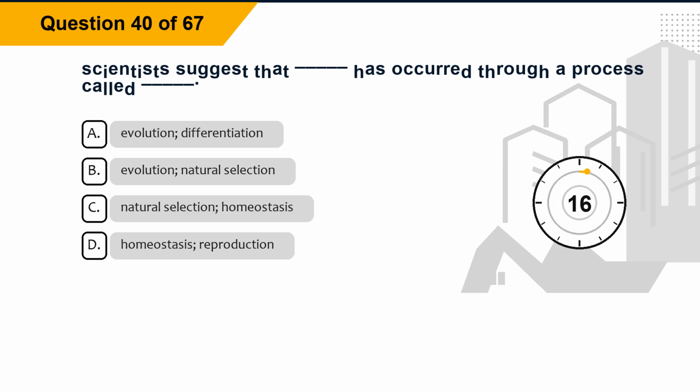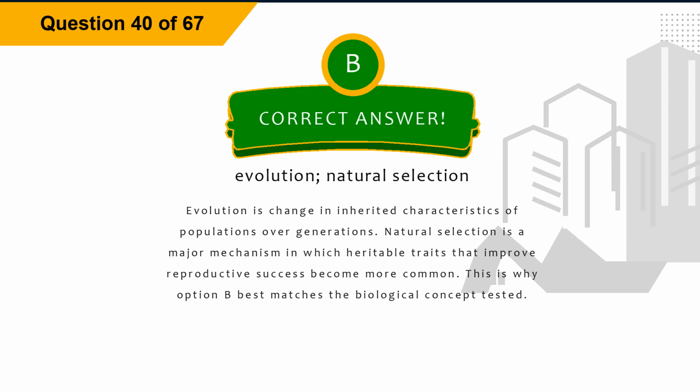Question 40. Scientists suggest that blank has occurred through a process called blank. Option A, evolution, differentiation. Option B, evolution, natural selection. Option C, natural selection, homeostasis. Option D, homeostasis, reproduction. The correct answer is option B, evolution, natural selection.